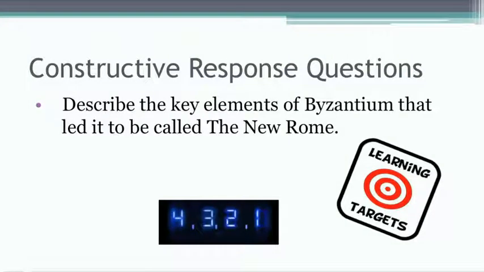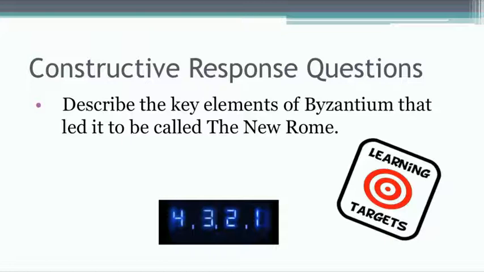All right, let's finish up our unit on Rome here by finishing up with our constructive response question on Byzantium. The question says, describe the key elements of Byzantium that led it to be called the New Rome. Well, you have to understand it was Roman. It was once part of the Roman Empire. Yes, the West has fallen, but the eastern half of the empire hung on. So that's our first part. It was Roman. It was always a part of the Roman Empire.